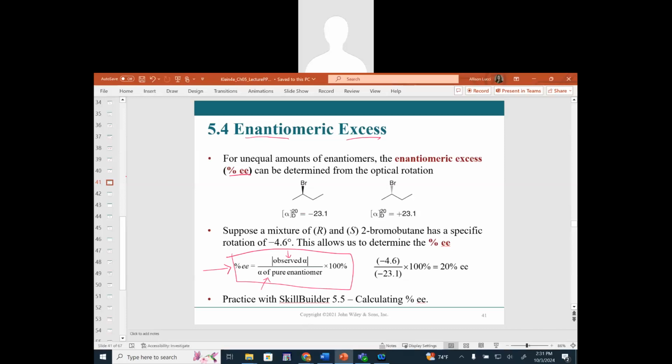We can plug in these values. So we would have a negative 4.6 divided by negative 23.1. So we know that that would be our pure R enantiomer, right? This guy here. And we've observed this angle through our polarimeter. We've observed this specific rotation, negative 4.6 degrees. And we multiply that by 100, and this would give us a value of 20% enantiomeric excess. So we know that we have 20% more of the R isomer than the S isomer.